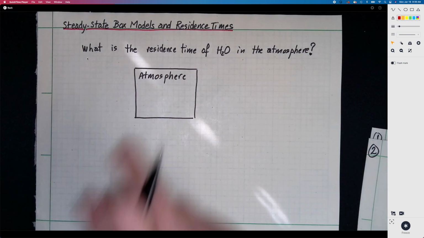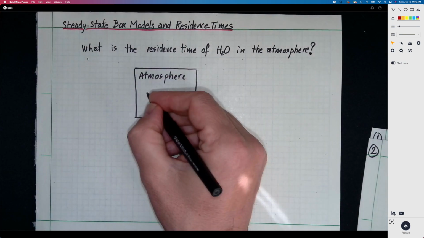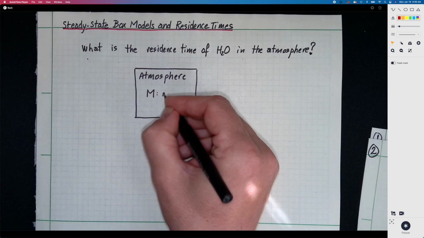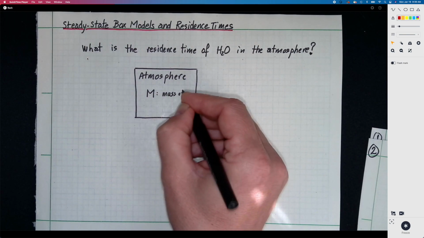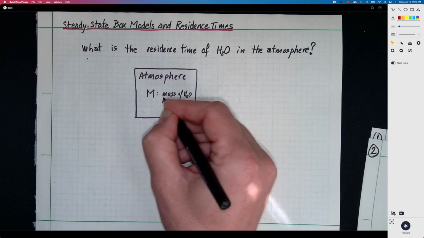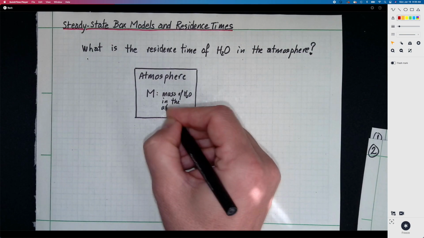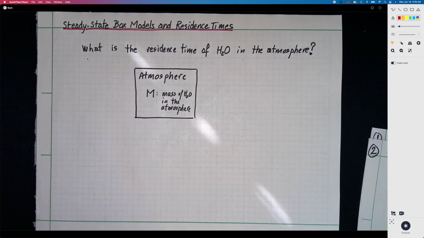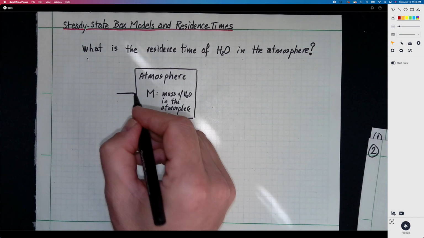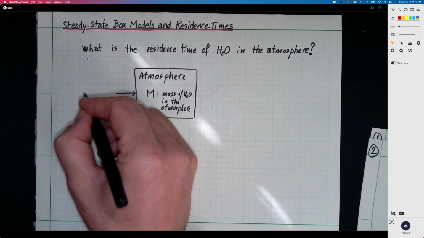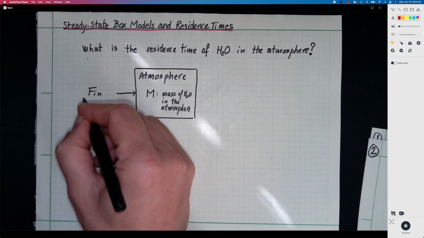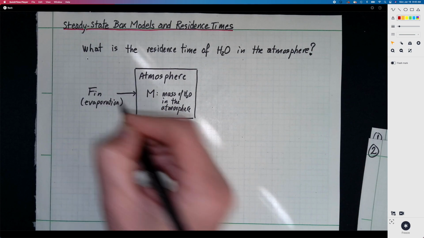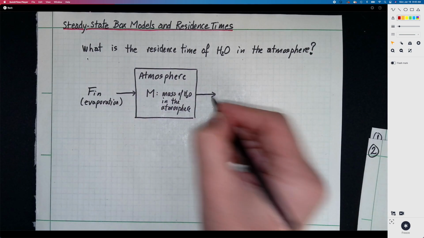And so the box is the atmosphere, and the stock M is the amount of water, or the mass of H2O in the atmosphere. And so the flow in will be the evaporation rate, and then the flow out will be the precipitation.